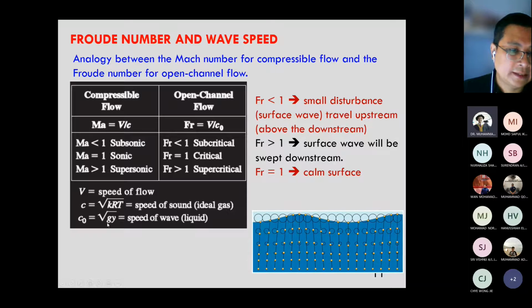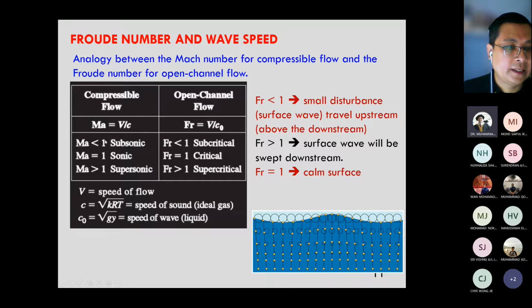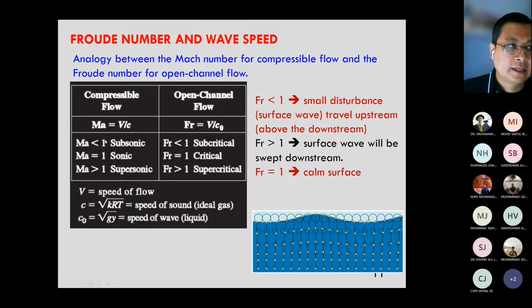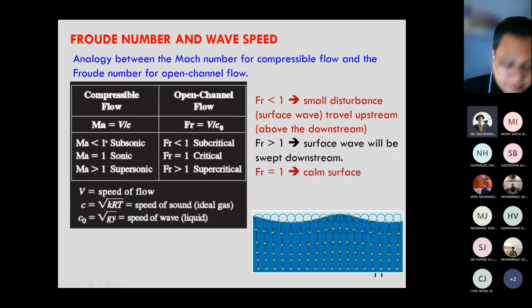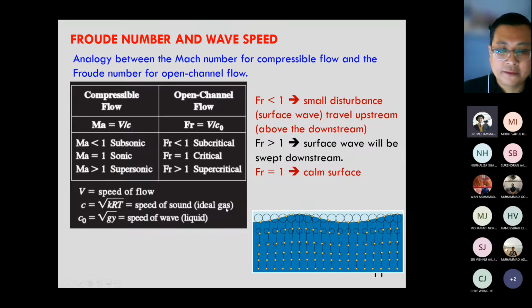So less than one is below critical, we call it subcritical. If you compare the flow to the gas condition, we compare to the supersonic condition: below supersonic, or equal to supersonic, or higher than supersonic condition. This one is for a gas.